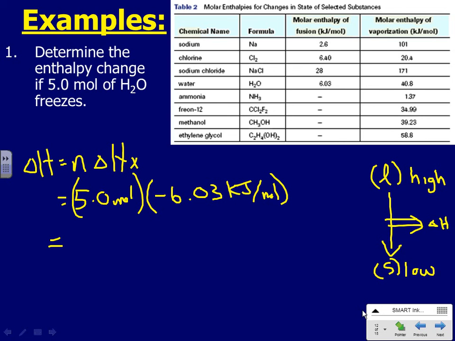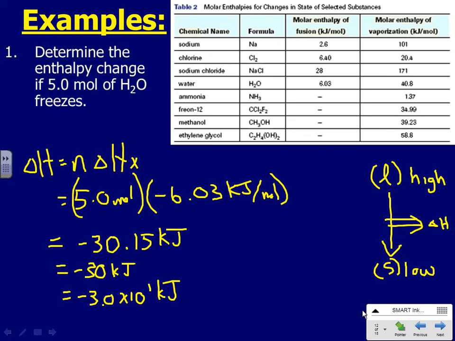Somebody got it? What do you got, Megan? 30.15 kilojoules, 2 significant digits. So it's looking like negative 30 kilojoules. And if I want to get rid of the ambiguity of that last significant digit, 3.0 times 10 to the 1 kilojoules, because now I know it's 2 significant digits, right? Again, I don't need that last step, but that's the proper way to do it. If you want to get into the groove and you get good at it, it's great.